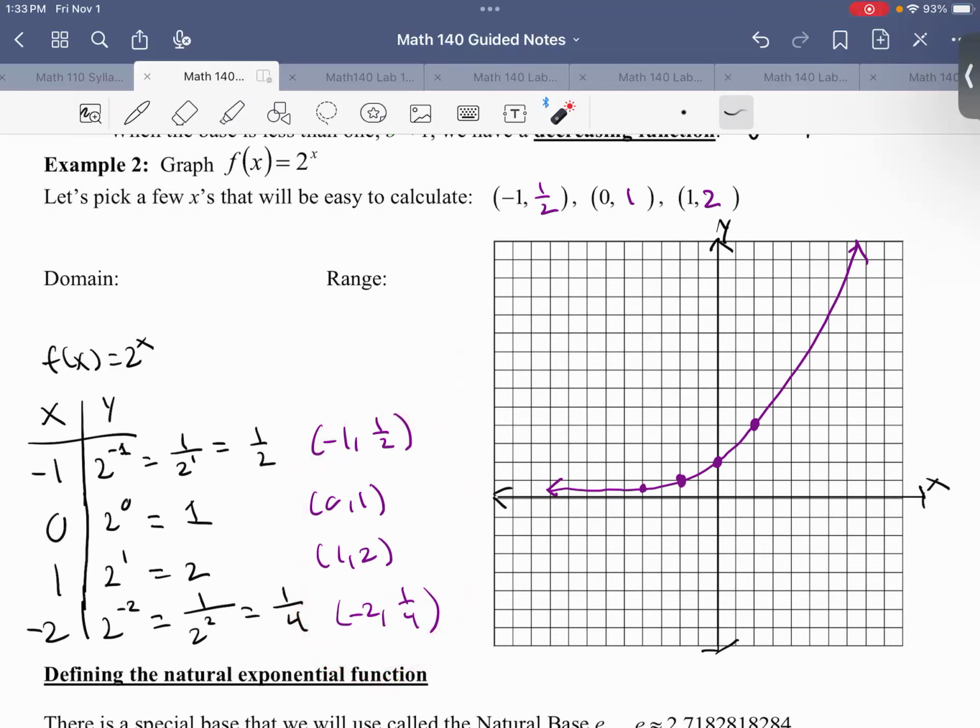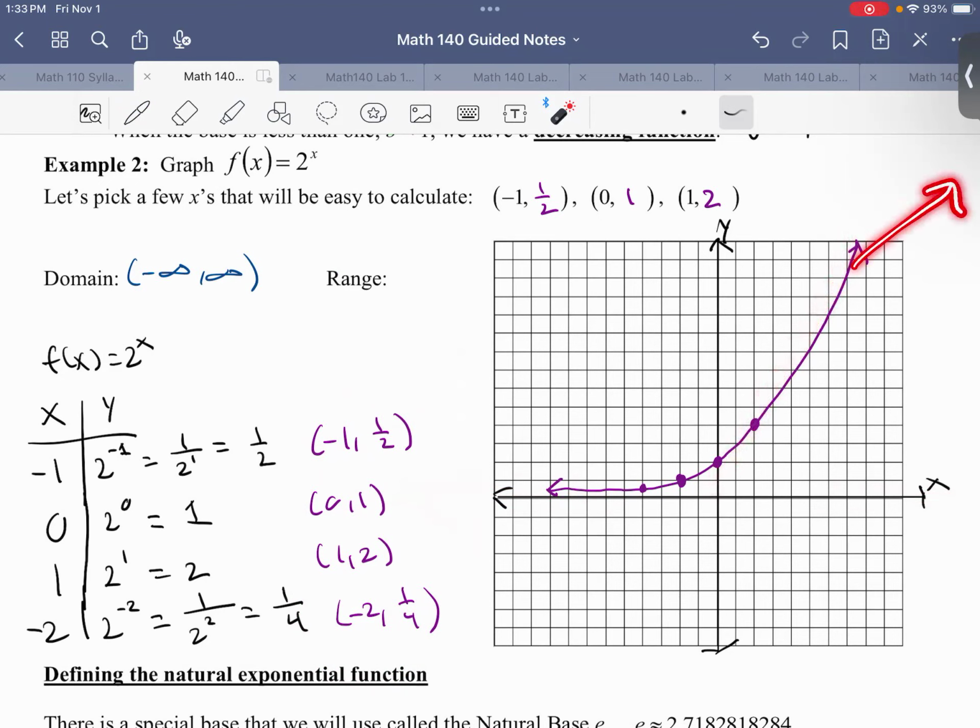So what would be the domain of this? Like the previous examples, we're still going off in this positive infinity direction. So our domain would still be negative infinity to infinity. And likewise for our range, we can go all the way to positive infinity.